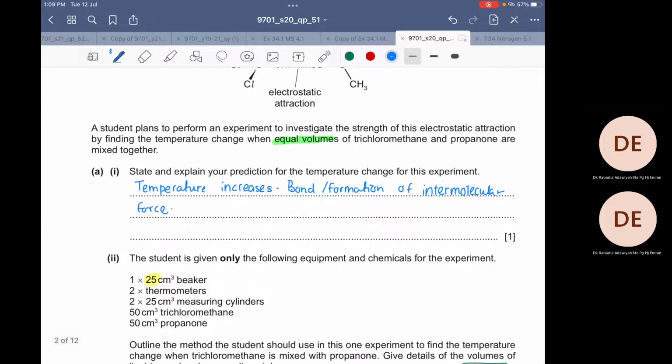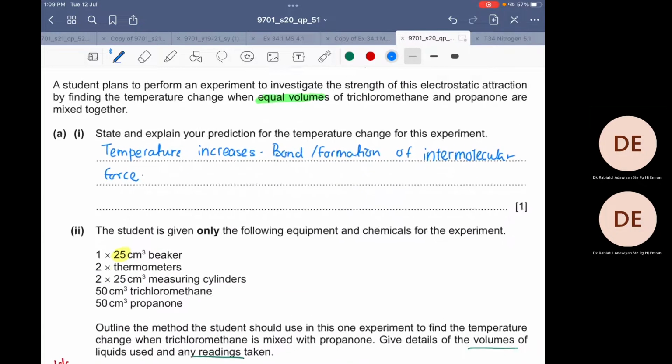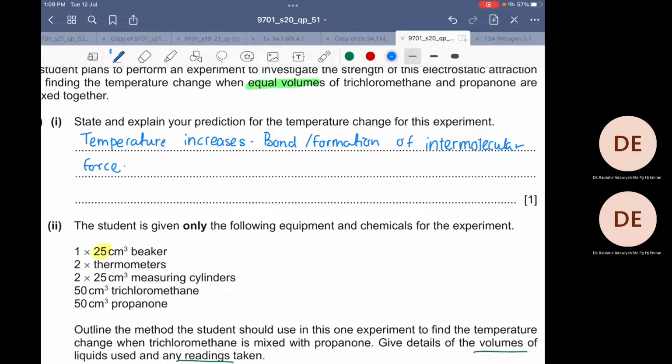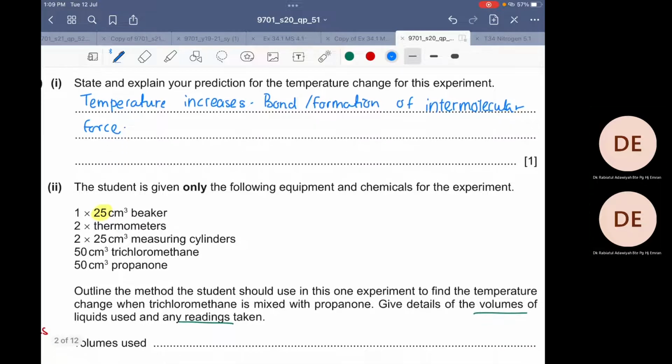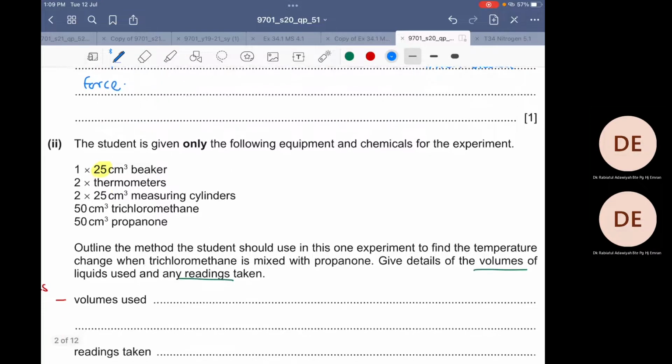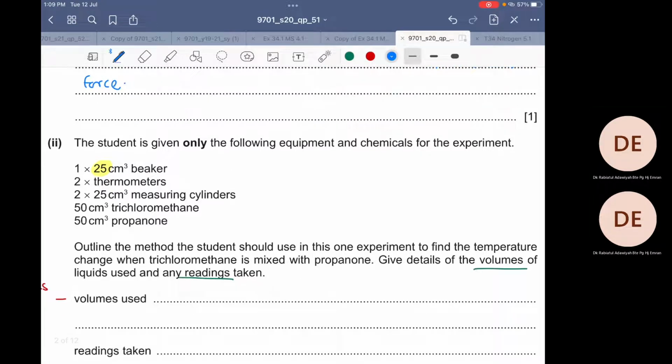For 1 mark. Next, the student is given only the following equipment and chemicals for the experiment. So you're given a 25 centimeter cube beaker. Imagine a 25 centimeter cube beaker is very small, okay? The one that you usually use is either 100 or 250. And then you're given thermometers, 2 times 25 centimeter cube measuring cylinders. Measuring cylinders are usually used to measure out the volume. 50 centimeter cube of trichloromethane, 50 centimeter cube of propanone.